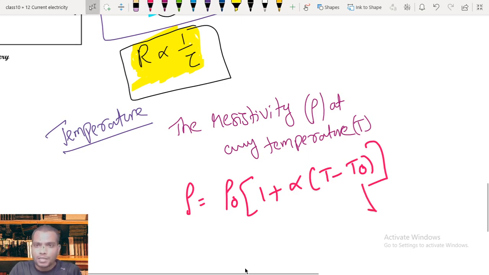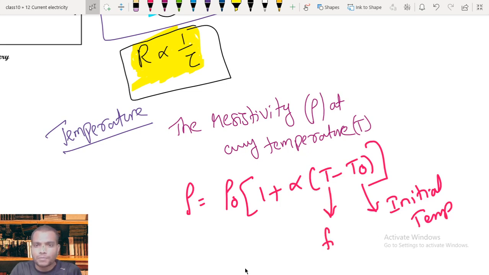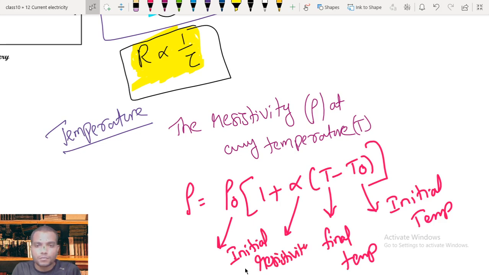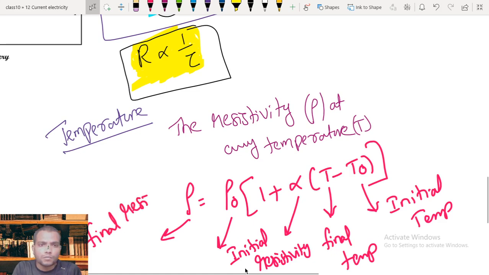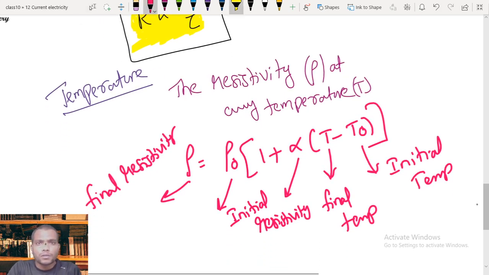So here T naught is the initial temperature and T is the final temperature, and alpha we are calling the temperature coefficient, and rho naught is the initial resistivity, and rho is the final resistivity after increasing temperature. So by using this formula, rho equal to rho naught of 1 plus alpha times T minus T naught.